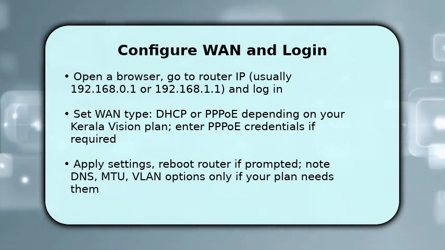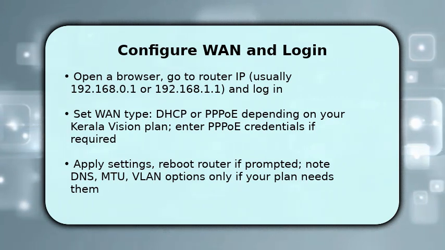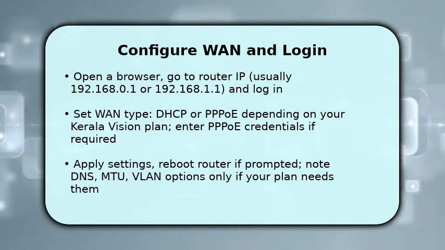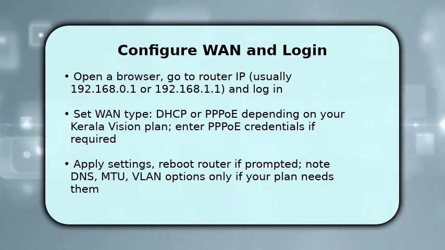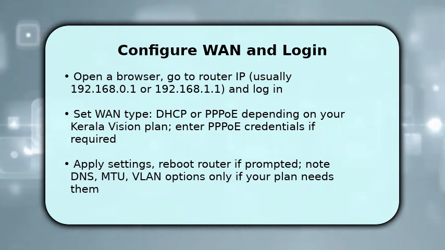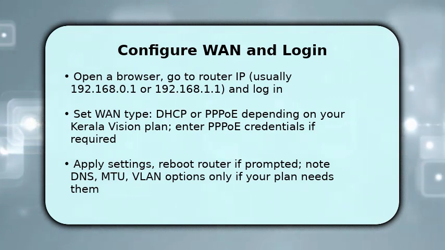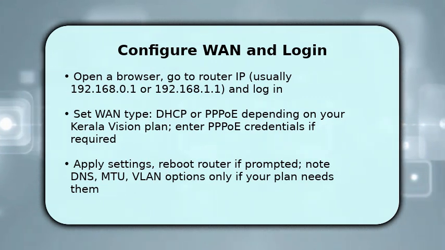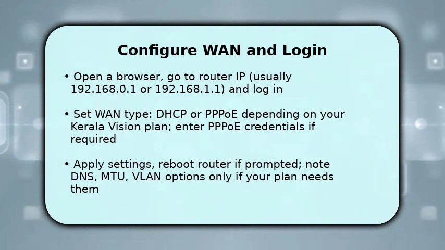Once in, choose the WAN connection type your Kerala Vision plan requires. Leave DHCP if the ISP assigns IPs automatically, or select PPPoE and enter the username and password provided by Kerala Vision. After saving, apply settings and allow the router to reconnect. Make sure DNS and MTU values are defaults unless your ISP specified otherwise, so packets route correctly.